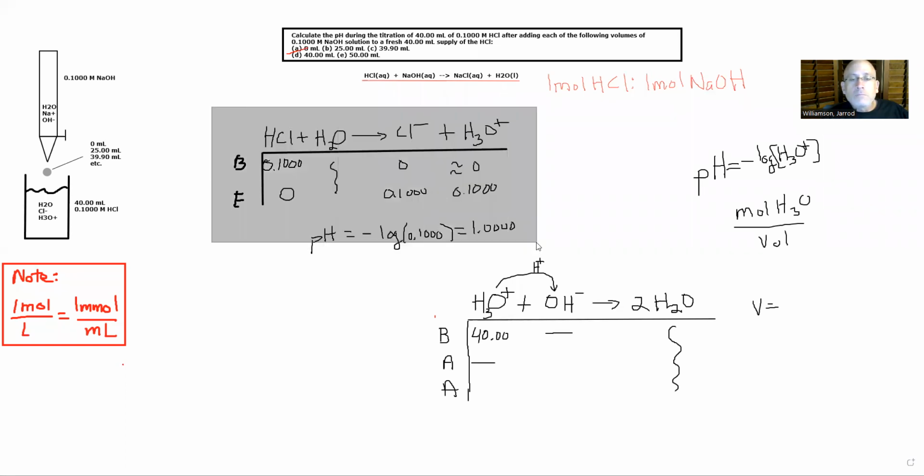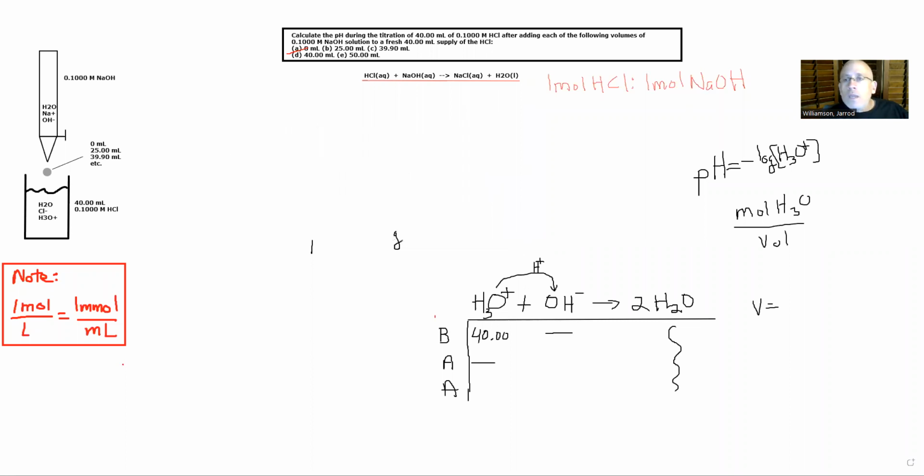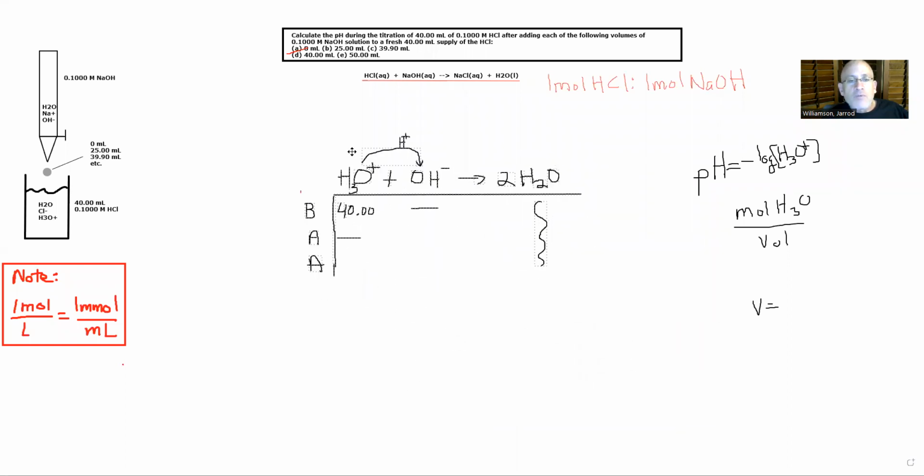Part B, we need to know how much hydronium I have. Part B is I add 25 mL into here. I need to know how much hydronium is in here after I've added 25 mL of hydroxide. And I need to know what the volume is after I've added 25 mL of the hydroxide. Well, we need to figure that out. I've got this chart here that I kind of pre-made. Let me move this up over here.